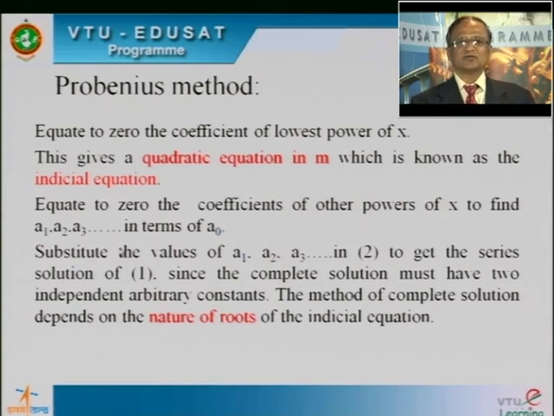As I have mentioned, we want to find the recurrence relation. From the recurrence relation you can obtain various values. You replace n by 2, 3, 4, 5 and so on, then you will get various constants. Then we substitute the values of a1, a2, a3 and so on in the assumed solution to get the series solution of the given equation. Since the complete solution must have two independent arbitrary constants, the method of obtaining the complete solution depends upon the nature of the roots of the indicial equation.